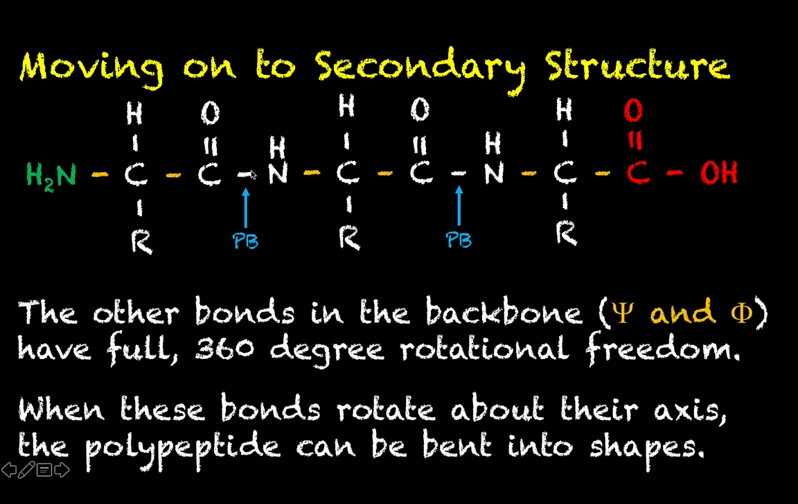These other bonds here, which are called phi and psi bonds, highlighted here in orange, are not the peptide bonds, and since they do not have double bond character, they have full 360-degree rotational freedom. So we can rotate the functional groups in the atoms about these axes in all 360 degrees. So when these bonds rotate about their axis, the polypeptide can and will be bent into a variety of different shapes.